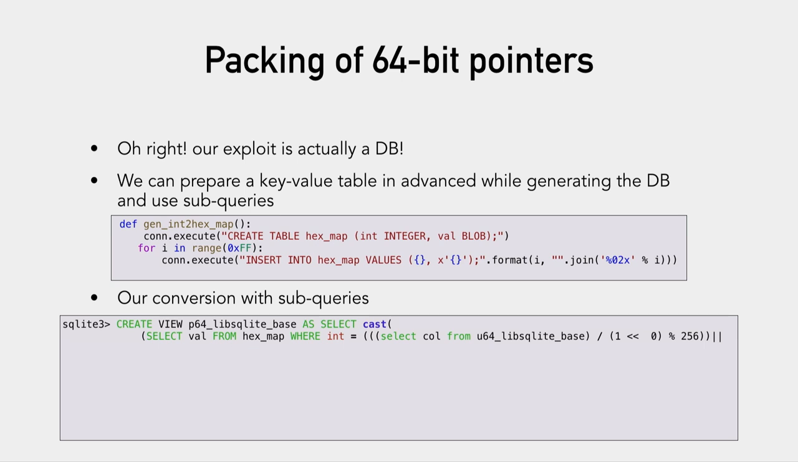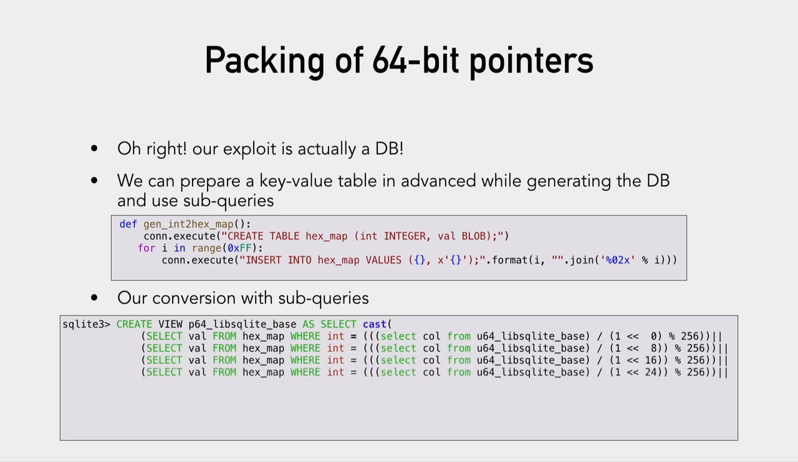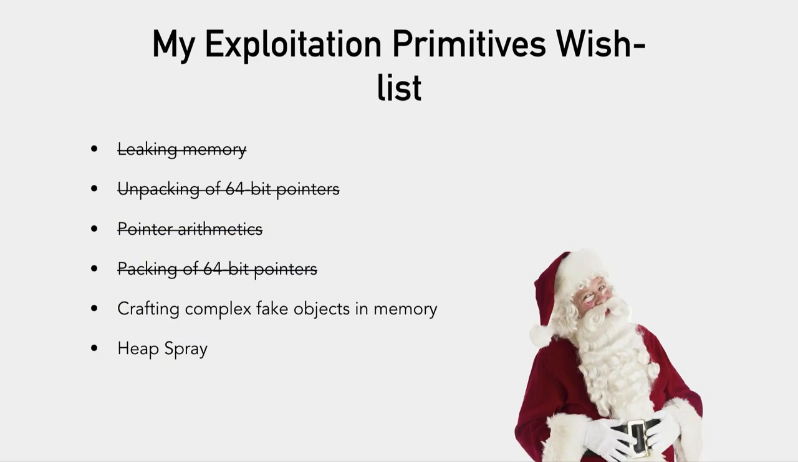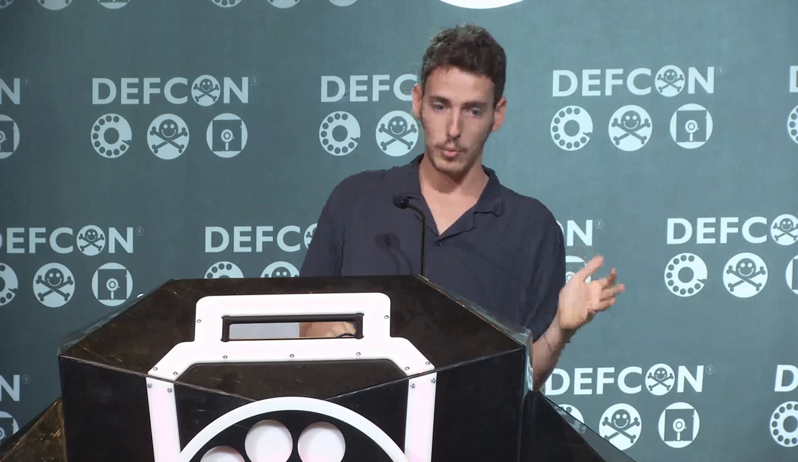And now our conversion uses subqueries that are selecting from this hex map. So you see how the view is referring to hex map. And again, we have some shifting and modulo dark magic. And we concatenate everything together, resulting in this query. So now we also know how to pack 64-bit pointers. We are moving forward.